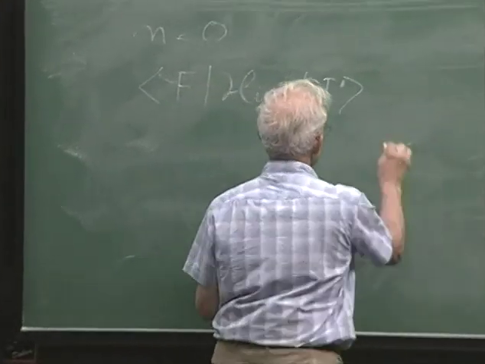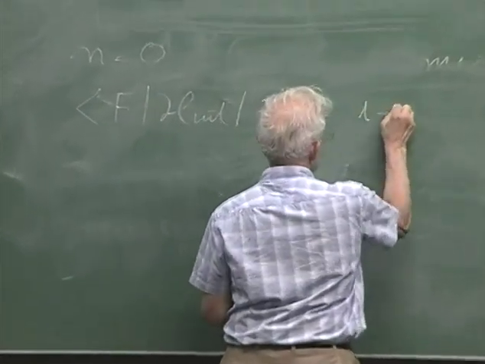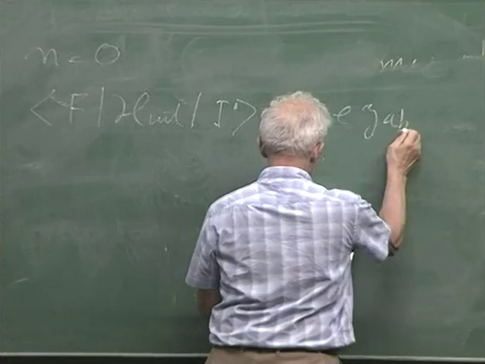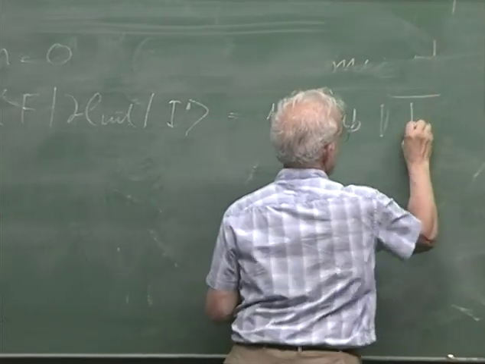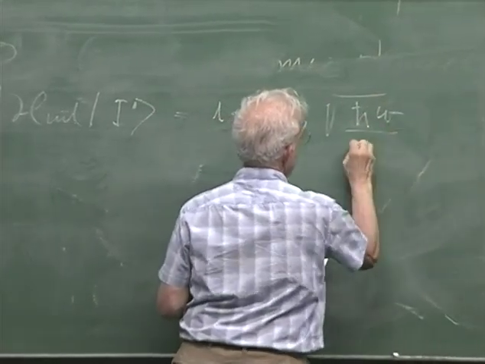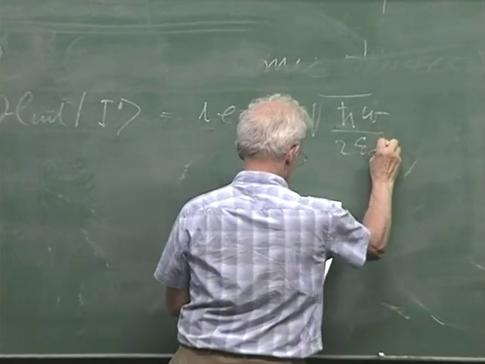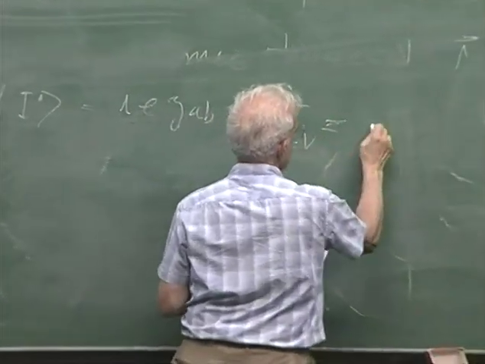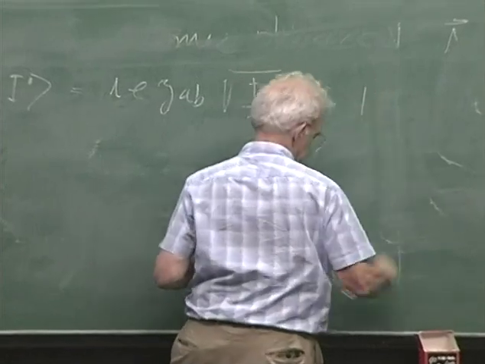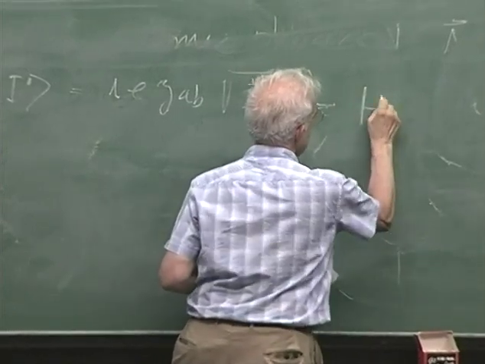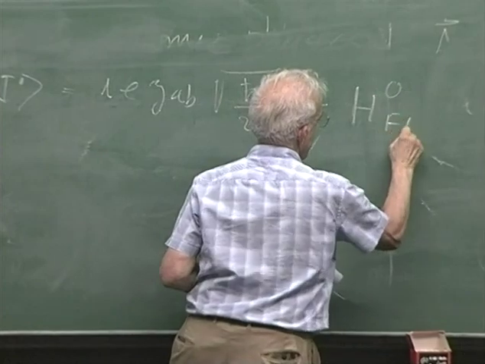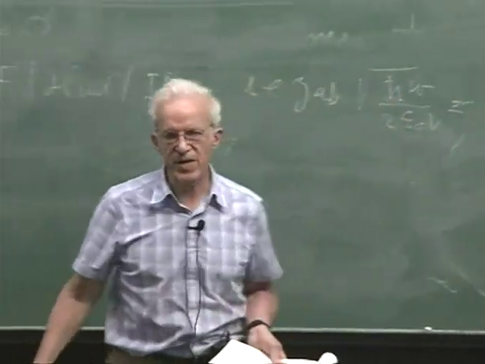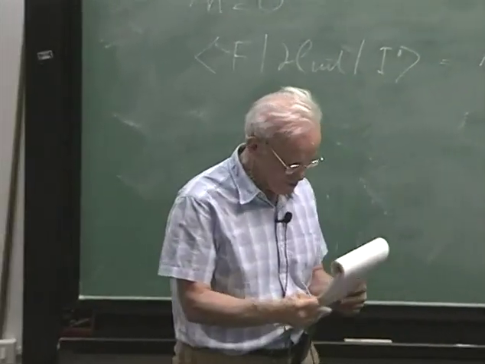Okay, this is equal to i e z_AB times the square root of h bar omega over 2 epsilon naught V. And I'm going to call this just simply H0_fi. The 0 indicates this is the interaction Hamiltonian with an occupation number of 0 in the system.